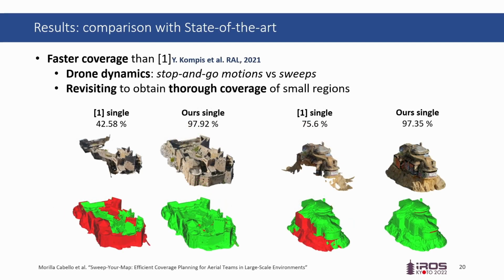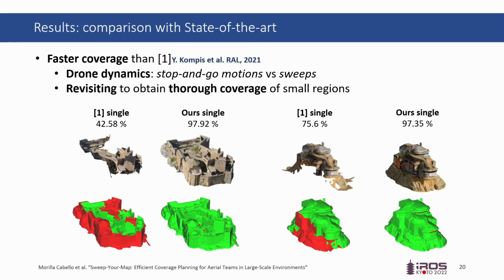We compared our method with the planning method of Campos et al. In these figures, you can see the amount of coverage achieved after running both methods for the same time. We obtain faster coverage in every case. This is mainly due to the difference in approaching drone dynamics. The iterative planning produces stop-and-go motions, while we plan over the global structure of the scene using long sweeps.